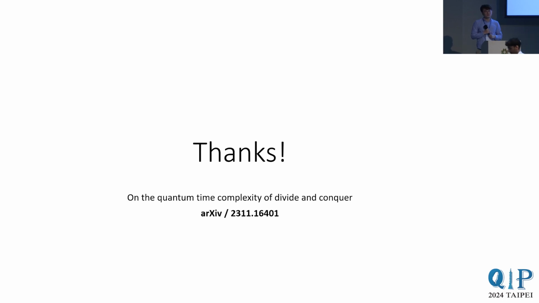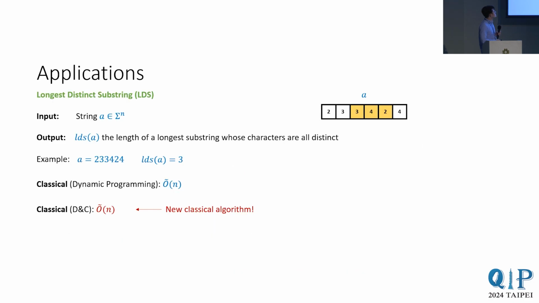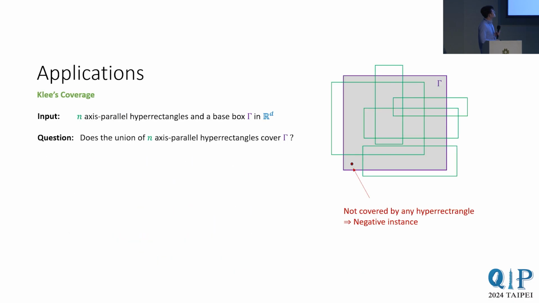Thanks for the nice talk. I have a question about QRAM. As you are concerned with the time complexity, why are you assuming the time to access a QRAM to be O of log n squared?